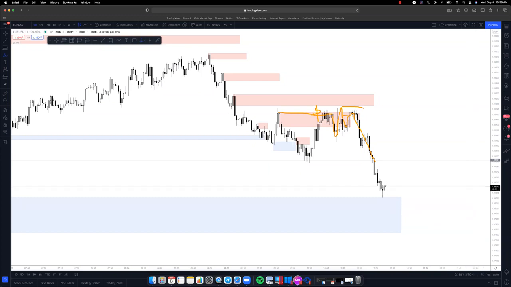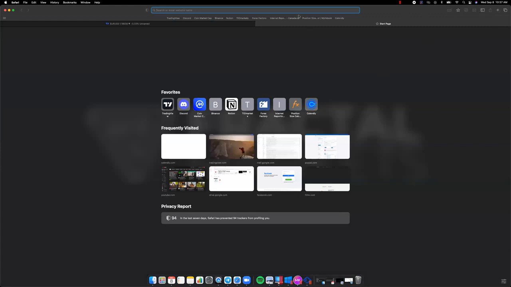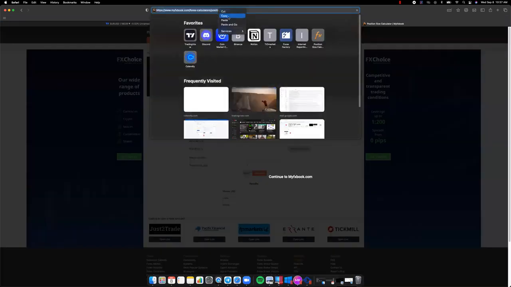Does anybody have a recommended app or site to quickly determine the lot size? So you can go over to this one. Let me just go like this. And this is called MyFXBook. I like using this. I'll put this copy.